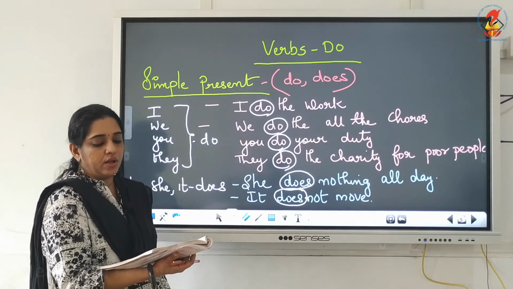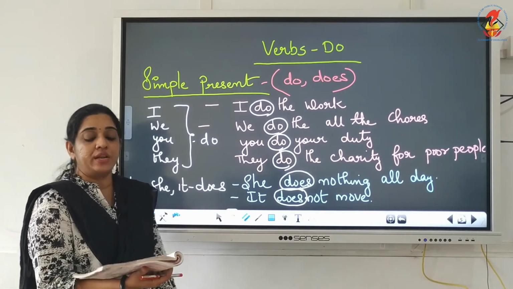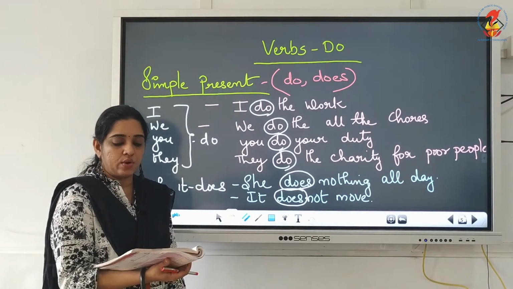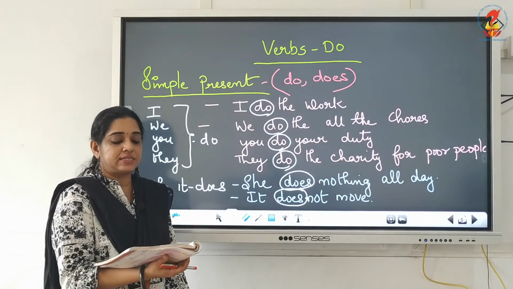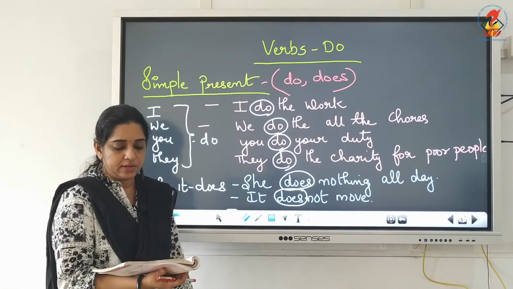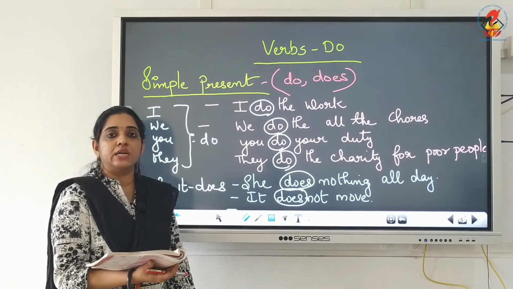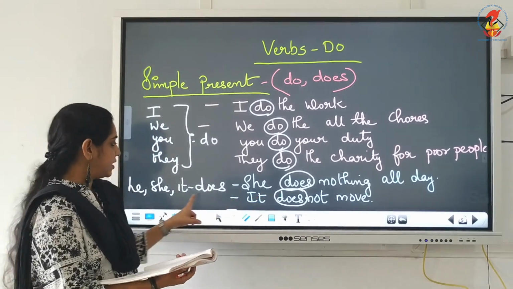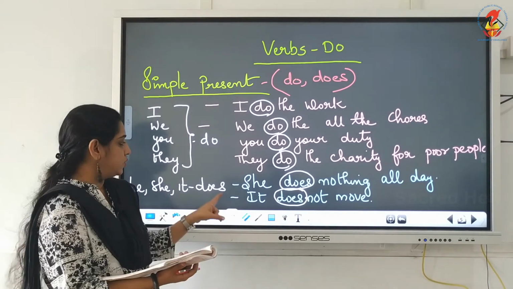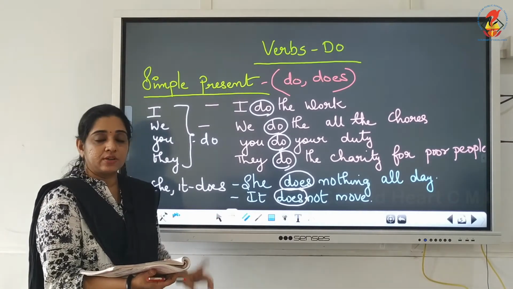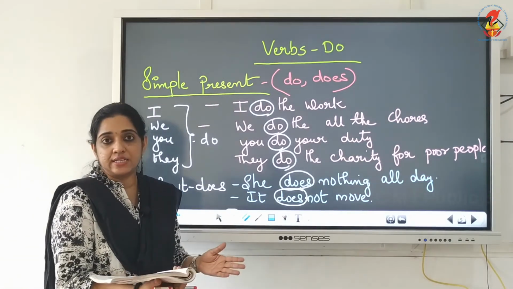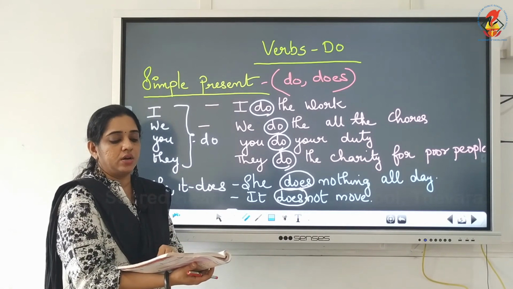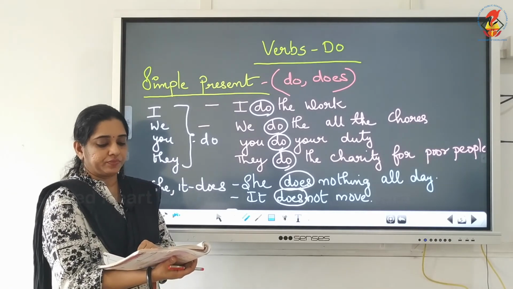Richa dash the work on her own every day. Simple present tense, do or does you have to use. Richa is singular, one person. So, you have to use does. Richa does the work. So, for all singulars you can use does. That is already something that you studied in the last lesson, is it? So, Richa does the work on her own every day.